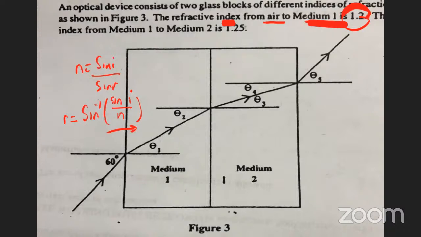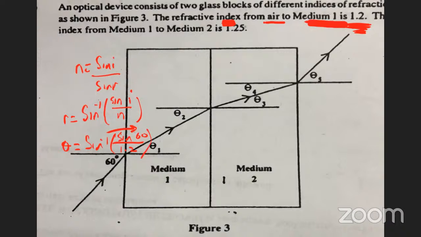Okay, go on. Work it out fast and we're going to get theta 1. Theta 1 is equal to sine inverse of sine 60 over the refractive index they give me up here, 1.2. Get your brackets properly, otherwise I'll give you an error.